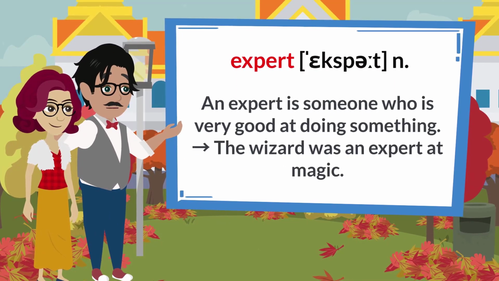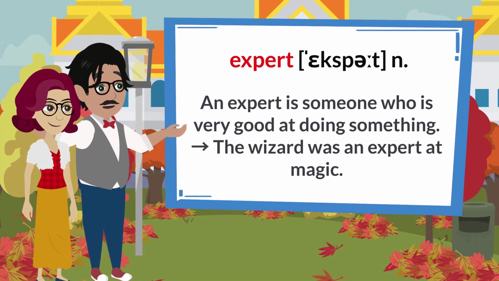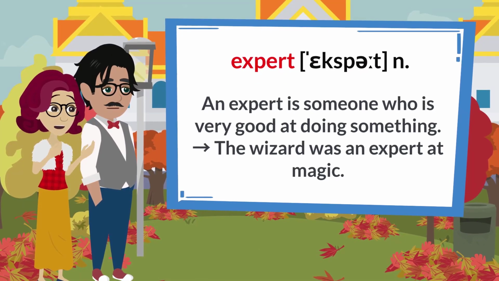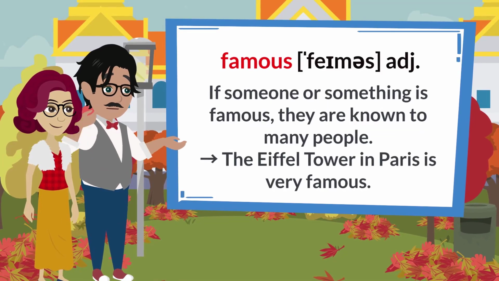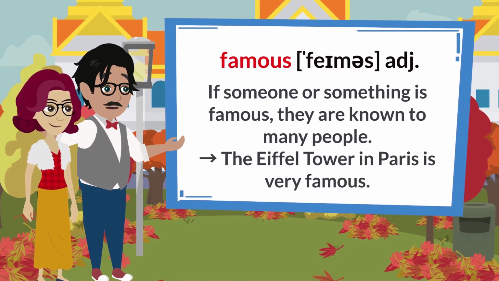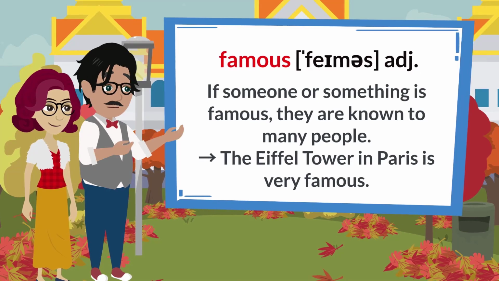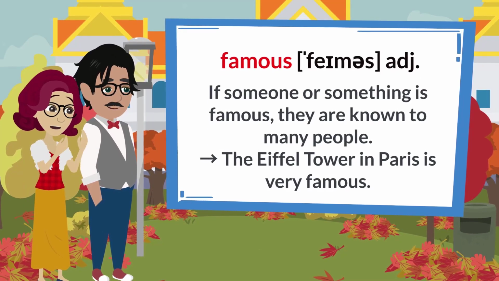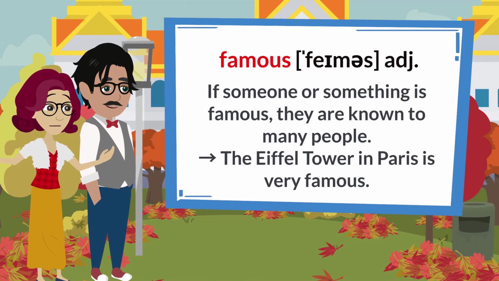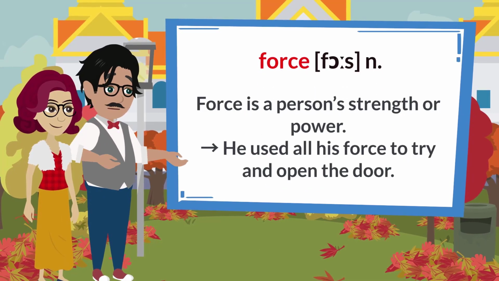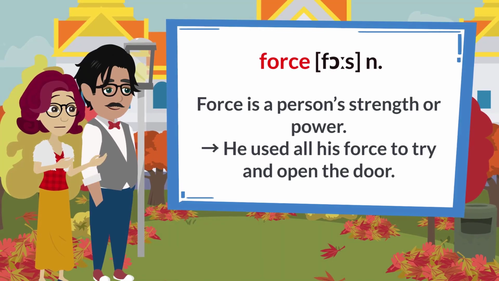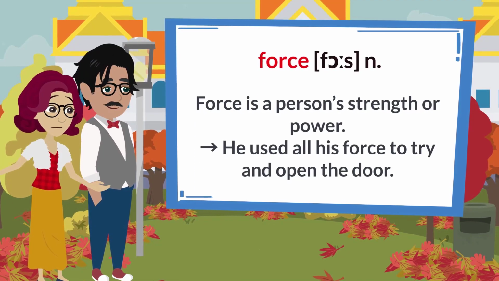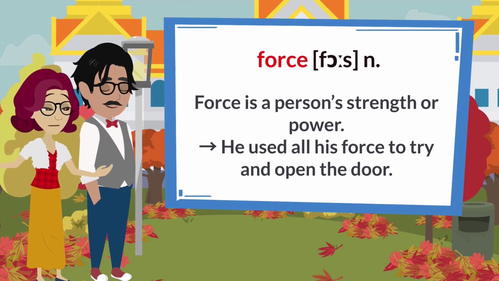Expert. An expert is someone who is very good at doing something. The wizard was an expert at magic. Famous. If someone or something is famous, they are known to many people. The Eiffel Tower in Paris is very famous. Force. Force is a person's strength or power. He used all his force to try and open the door.